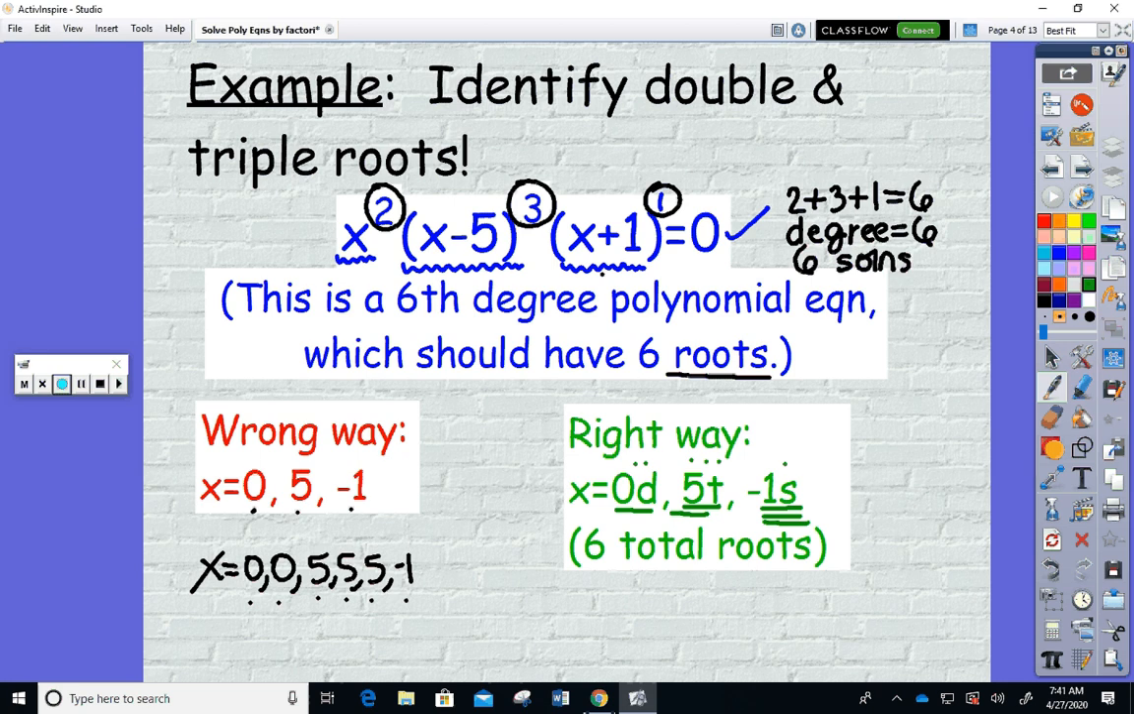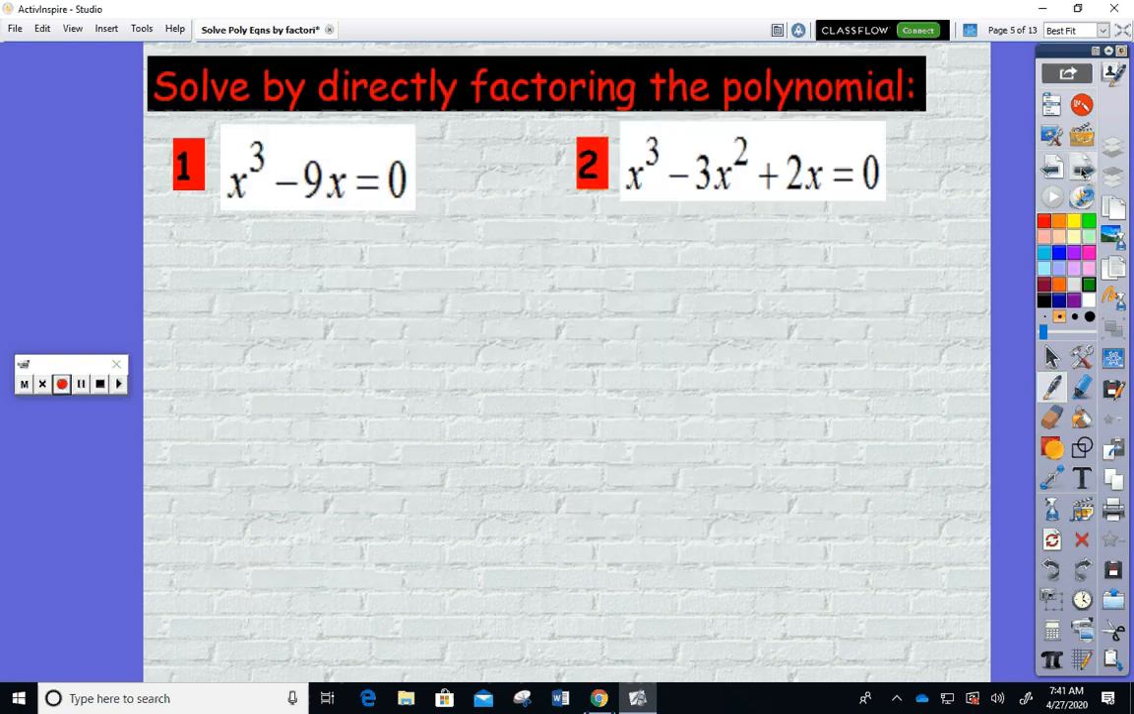So that's going to be really important because when we graph, the way you're going to graph a double root looks different from the way you graph a triple root, and that looks different from the way you graph a single root. So we got to get our ducks in order now. All right, so here we go, guys. Let's go ahead and solve some equations.